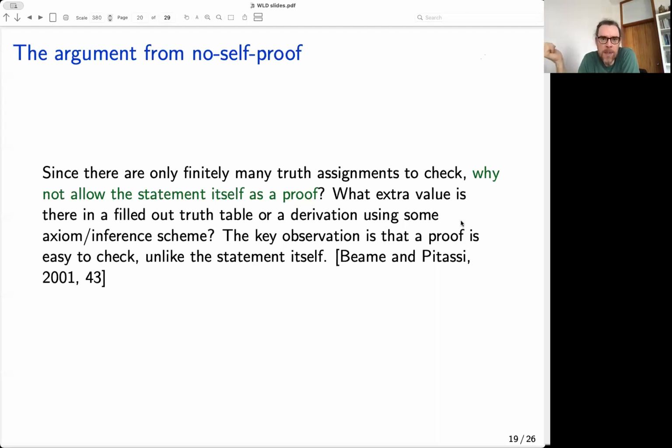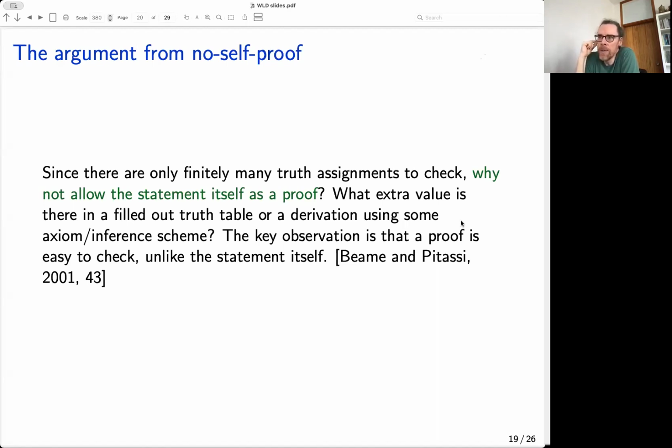There's an effective procedure for checking whether or not it's a proof of itself. For example, do a truth table. So according to the core conception of a proof, that should be fine. But they say, why not allow this? The assumption seems to be that we shouldn't allow this.